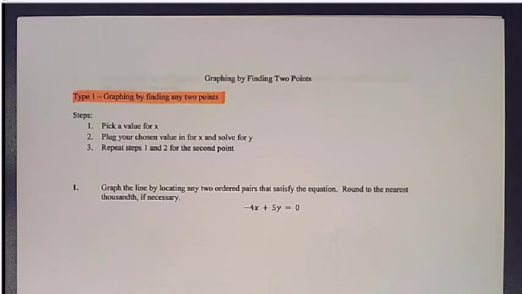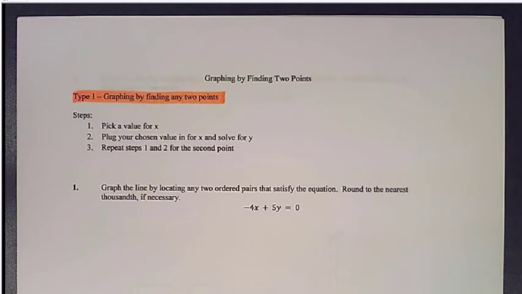Okay, so in this next series of videos, we're going to talk about graphing by finding any 2 points. And we're actually going to look at 2 different ways to do this. The first type of problem that we're going to look at is graphing by finding any 2 points. And this means any 2 points that are on the line. There's not a lot of restrictions here. And that can be a little confusing for these problems.